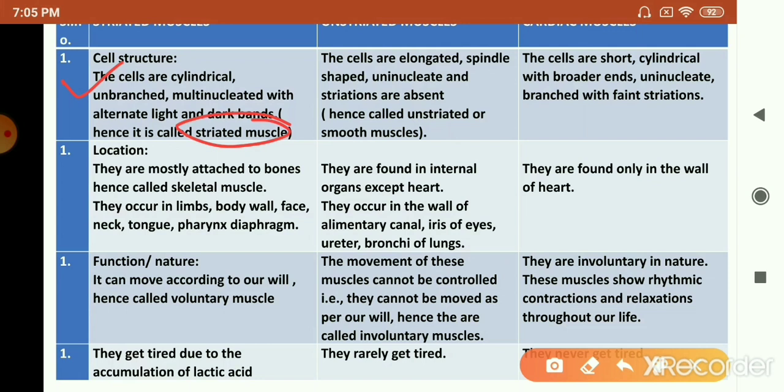In case of smooth muscles, the cells are elongated, spindle shaped, uninucleate, and they do not have striations. Then the cardiac muscles are short, cylindrical with broader ends, uninucleate and branched with faint striations. The striated muscles are mostly attached to the bones. So as they are attached to the bones, they are called skeletal muscles, right?